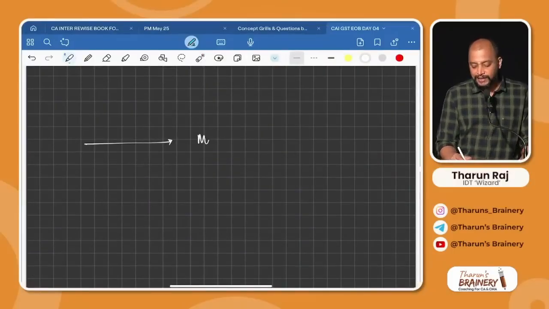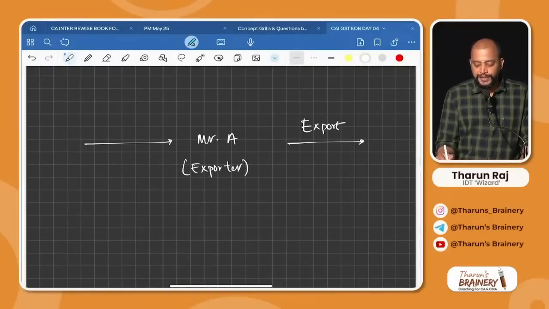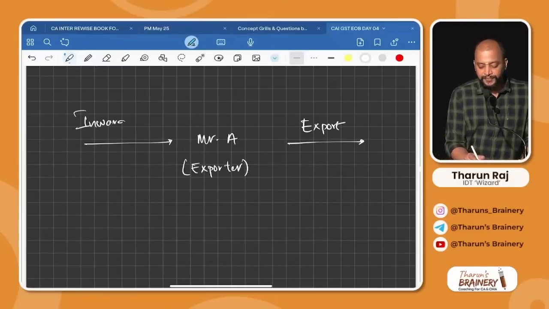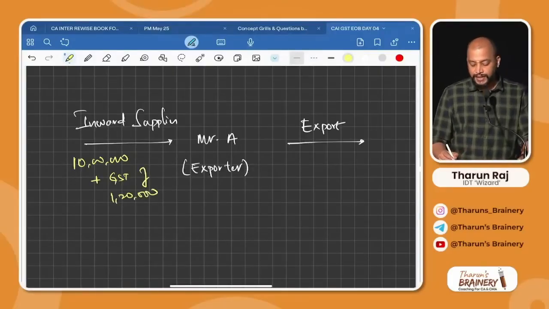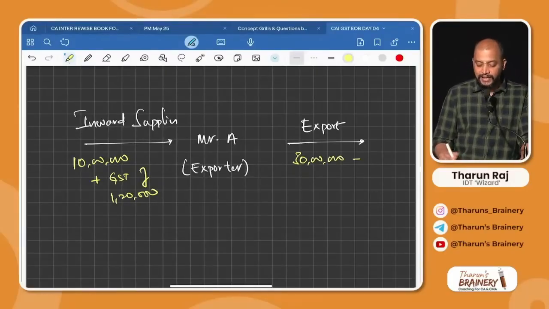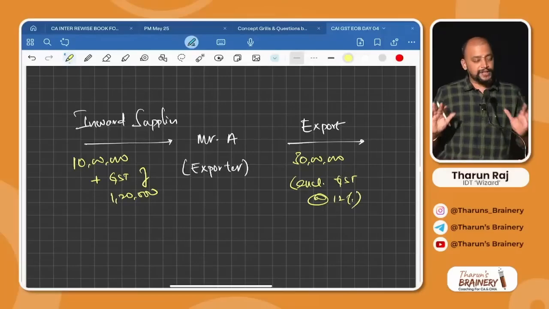Mr. A is an exporter and he is making export of goods, and there are some inward supplies. The value of these inward supplies is say 10 lakhs plus GST of 1,20,000, whereas exports are somewhere like 30 lakhs, and this 30 lakhs is excluding GST at 12%.